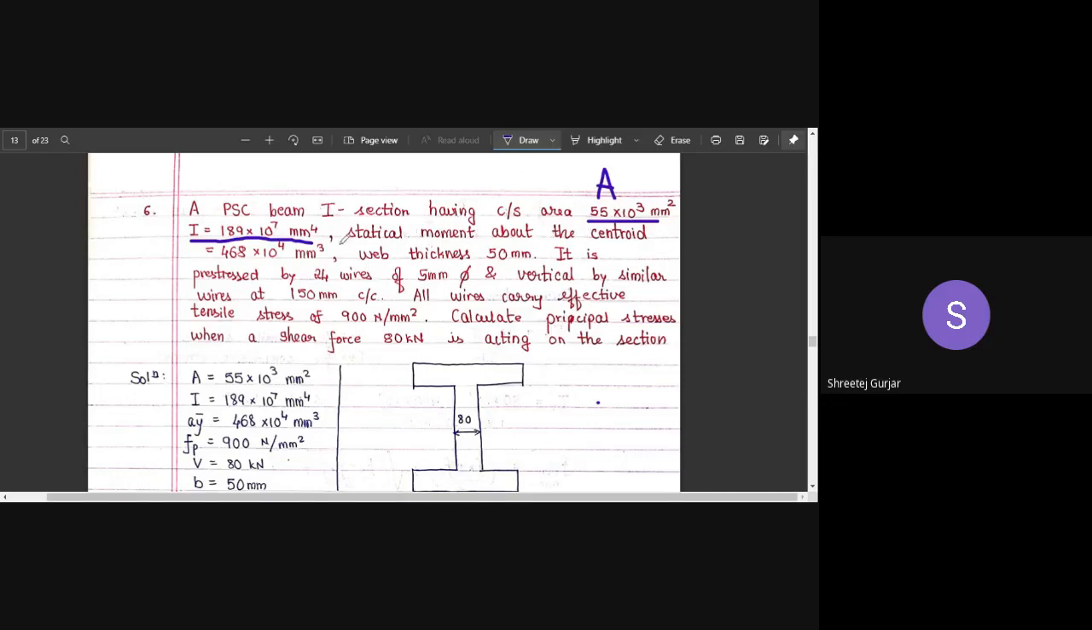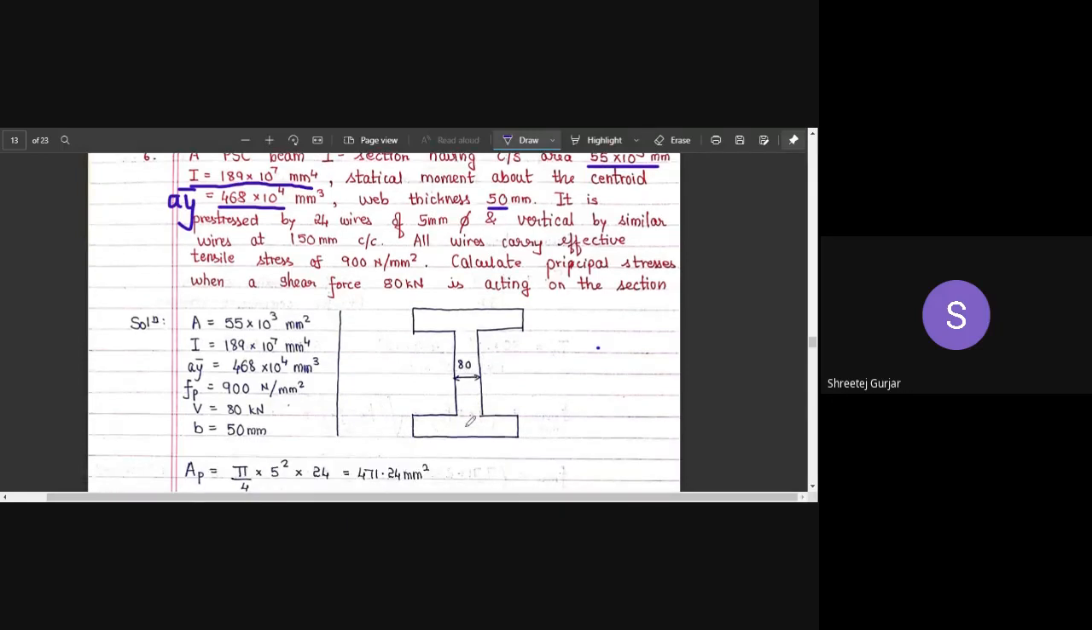Statical moment about the centroid. So what is this statical moment about the centroid? This is nothing but A into y bar. Right, you have a formula for tau wherein we have V A y bar by I b. So this particular term A into y bar they have given directly, the first moment of area, A y bar is given to us directly. Okay, so web thickness is, sorry, it is 50, this is not 80, this is 50.